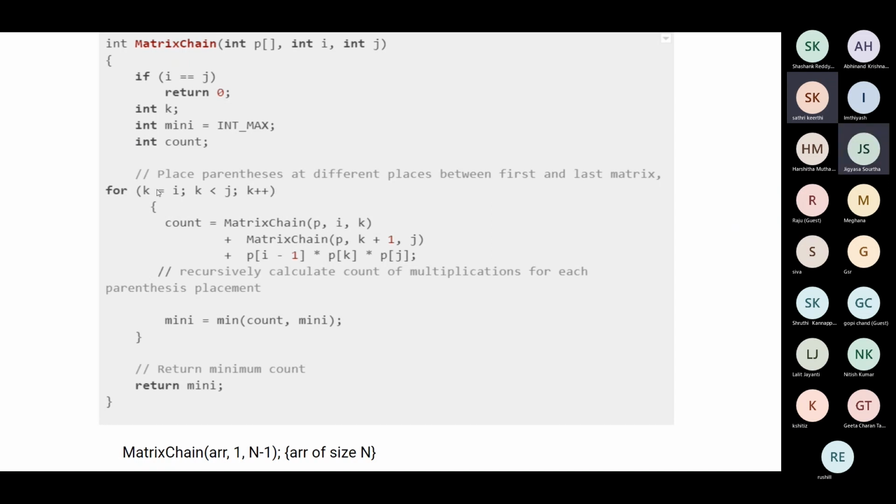And this is how the splitting works, or you can say how you are placing the parentheses, or how you are splitting the matrices between the first and the last matrix. For any split, you calculate the cost of the multiplication for that split and compare if it is less than the minimum before. If it is, you will change the min, else it won't change. In the same way, it will go on and you will return the minimum cost of multiplication.